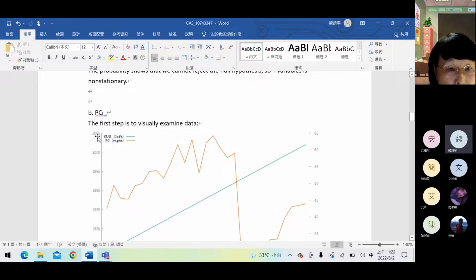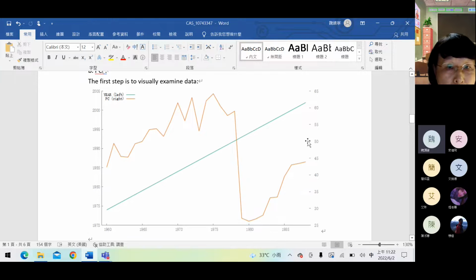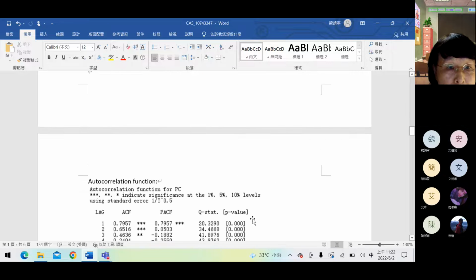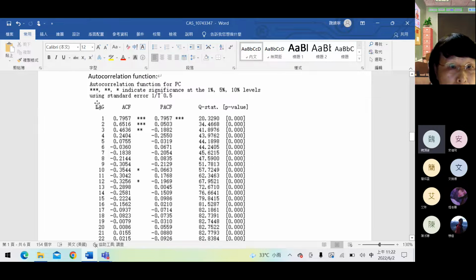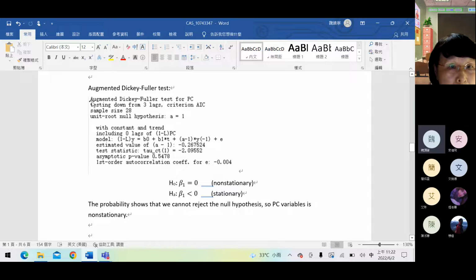The second variable is PC, and we also can see this graph. I think this graph shows it is non-stationary. The second method is autocorrelation function, and we see this one is close to 1. So I also think it is non-stationary. The third one is the augmented Dickey-Fuller test, and we can see the result p-value is 0.5478. So I think the probability shows that we cannot reject the null hypothesis. So the PC variable is still non-stationary.